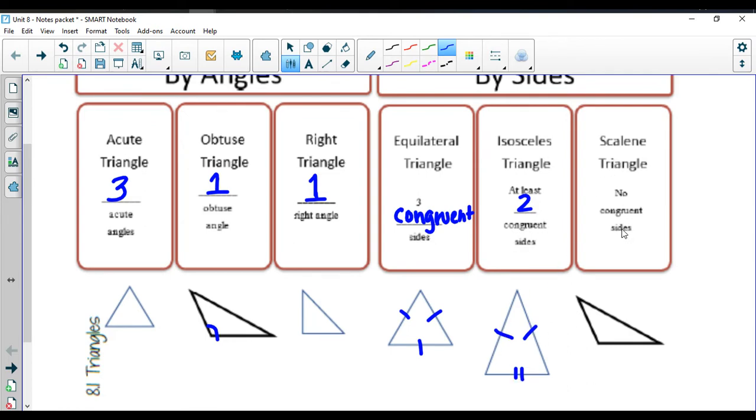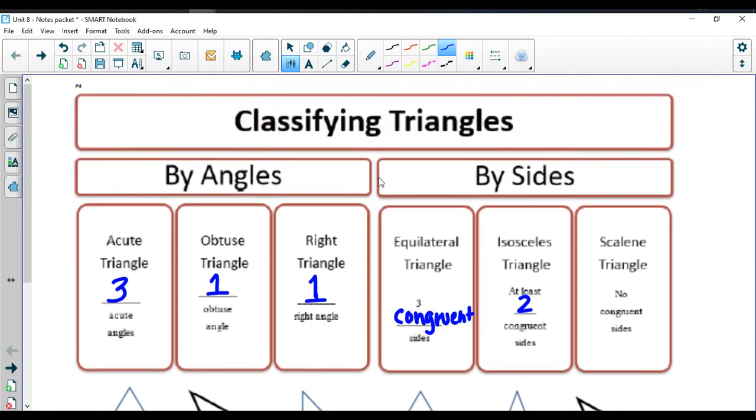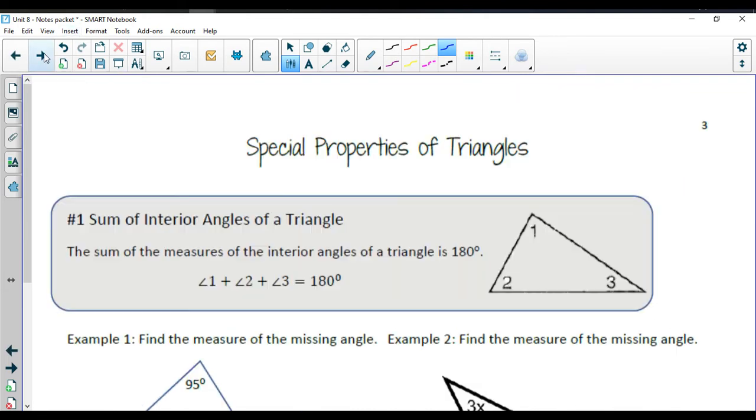In a scalene triangle, there are no congruent sides, so we could mark these all with different numbers of tick marks, and that'll show us that all the sides are different. Every triangle that we have has a double name. So we name the triangle by its angles and also by its sides.